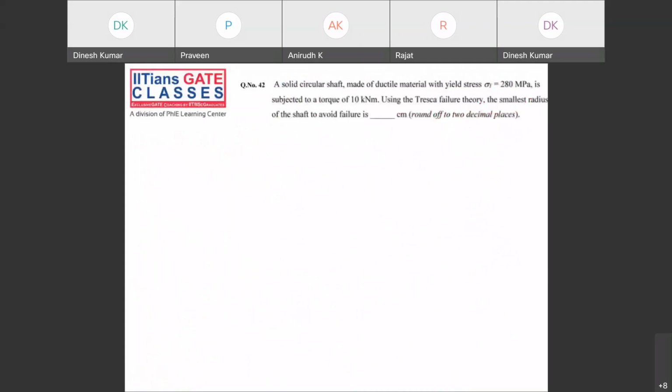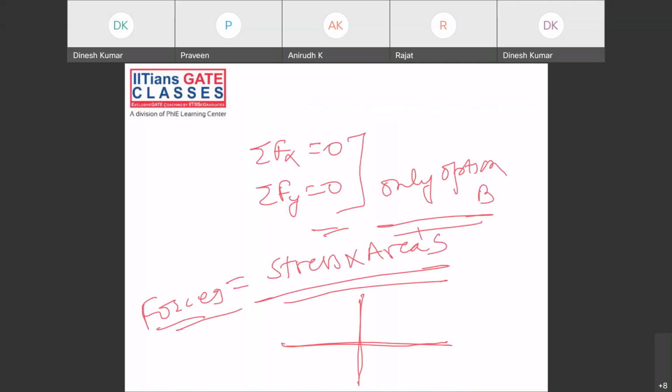Why option B is correct? Anyone has any concern or doubt? See, again, what I would like to tell you guys: this is the normal stress element, and these are my coordinates. Is it visible? So this is X and Y. These are my coordinates.